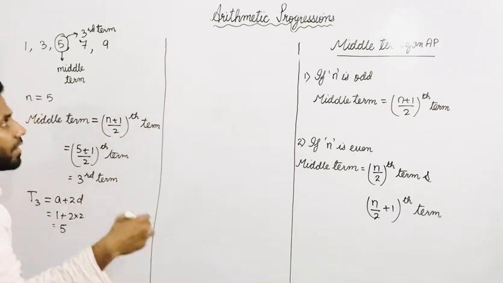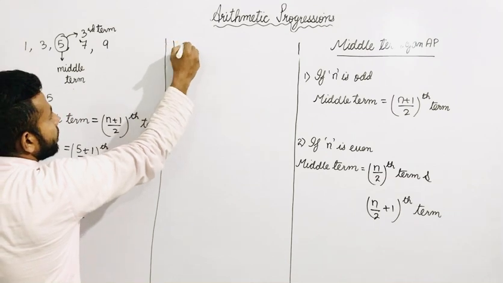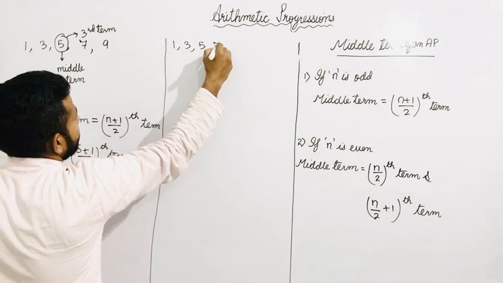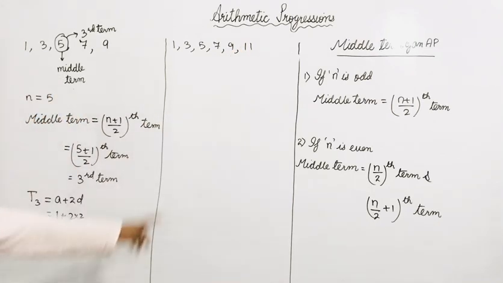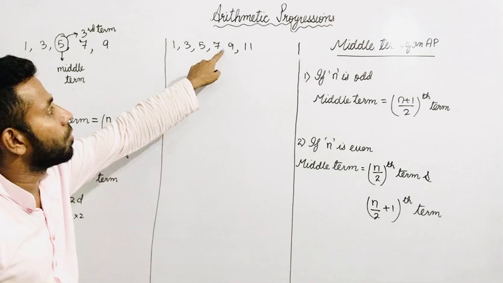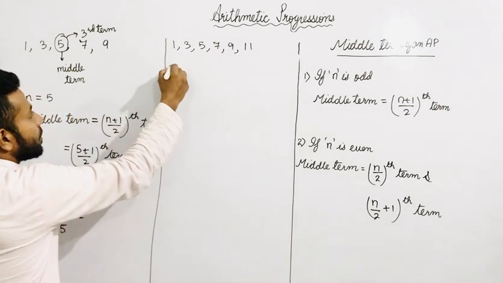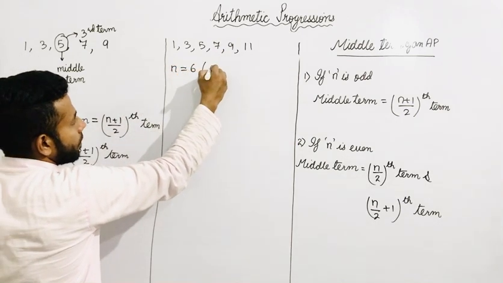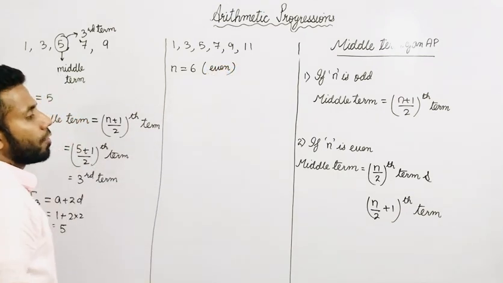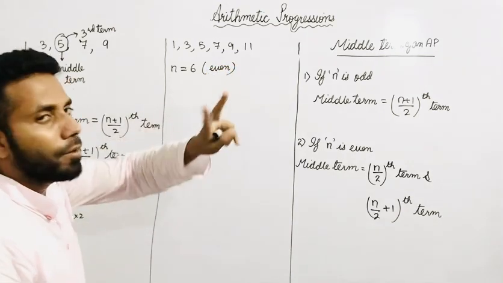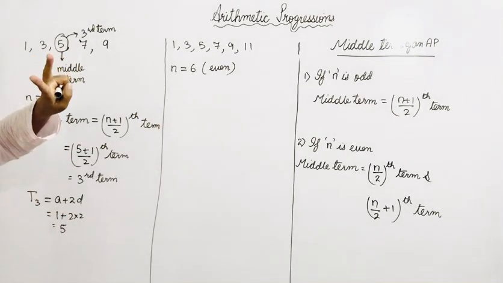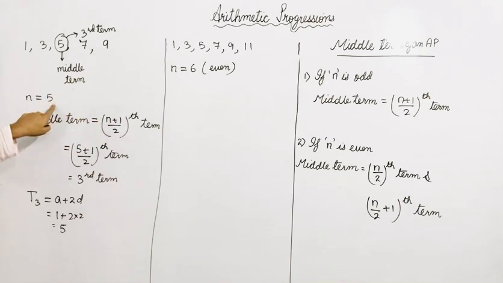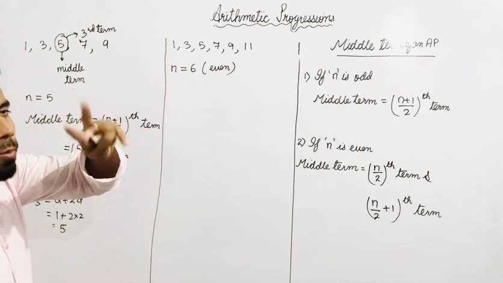If I increase the number of terms: 1, 3, 5, 7, 9, 11. How many terms are there? 1, 2, 3, 4, 5, 6. There are 6 terms. What is the value of n? 6. Is it odd or even? It is even. So when there are an even number of terms, there will be 2 middle terms. When there are an odd number of terms, like 5, there will be 1 middle term. The middle term is 5.